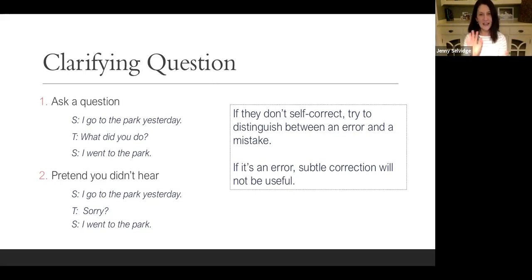So how do you know if a student is making an error or a mistake? This has some nuance where you need to really just pay attention to the cues that the student is giving you. So if it is an error, maybe they're pretty confident. "Yeah, I go to the park yesterday." They don't know that they've made a mistake. If it's a mistake, they say, "I went." You can tell that they have it, that they know it. So a lot of it is just getting to know your students and being able to tell the difference between an error and a mistake.